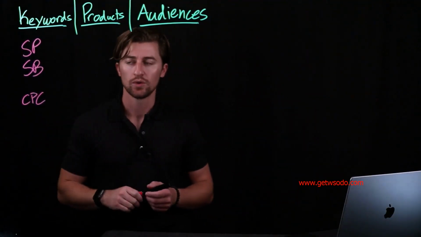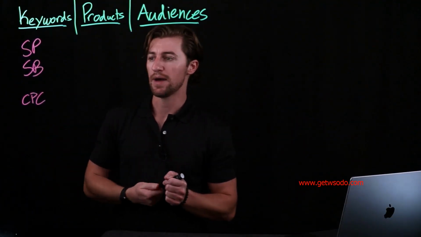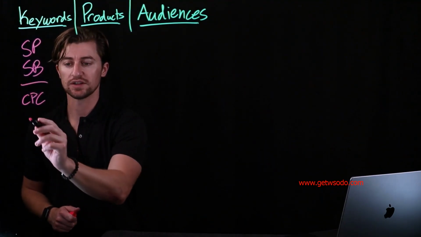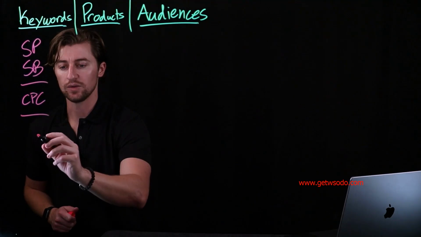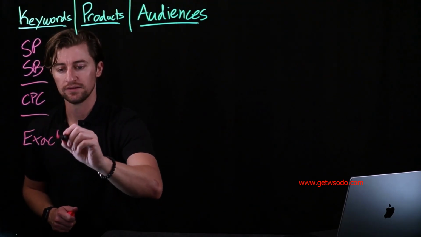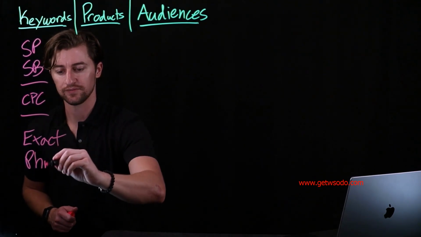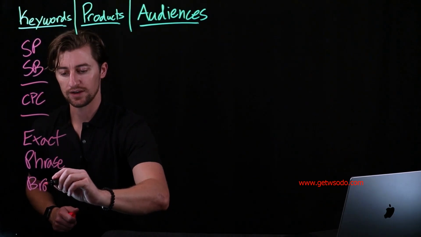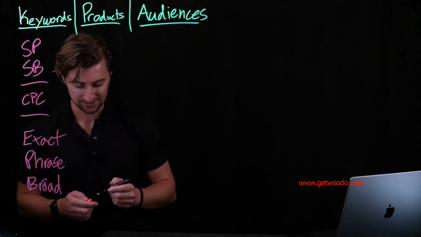Within keywords, we also have the ability to control match types. So we've got our campaign types. Our cost is going to be cost per click. And then we also have our match types. We have exact, phrase, and broad.